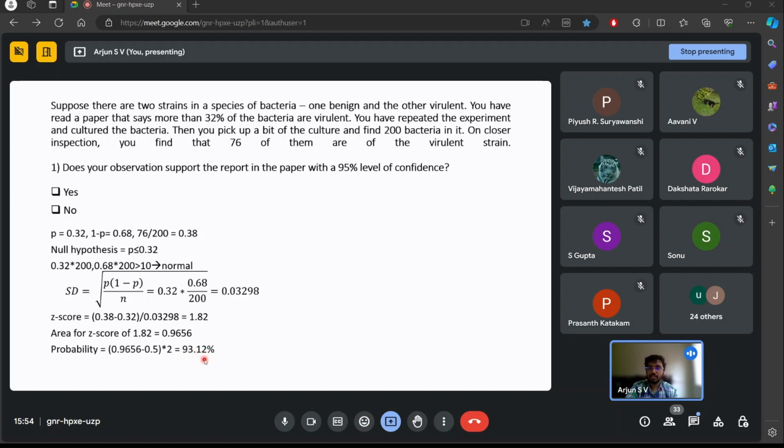So 93.12% is obviously less than 95% of your level of confidence. So you have to accept your null hypothesis, and you can say with confidence that your observation supports the report with the 95% level of confidence, because your data point of 0.38 lies within the 95% value. So your answer will be yes for this question.